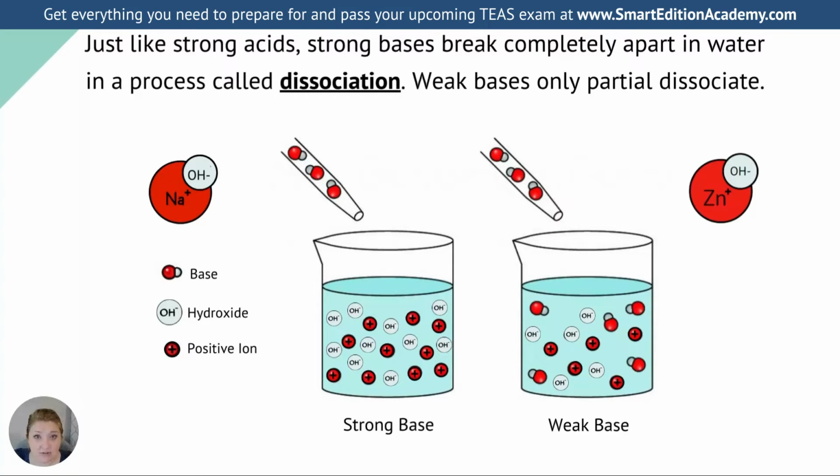Let's take a look at our examples here. We have sodium hydroxide, and when sodium hydroxide is placed in water, it is a strong base. And so you're going to break apart the sodium and the hydroxide. You'll end up with positive sodium ions and negatively charged hydroxide ions. Remember, bases increase the OH concentration. And you have weak bases like zinc hydroxide, which will only partially dissociate, meaning that you'll have some that are still together and you'll have some that are separated into the zinc ion and the hydroxide ion.